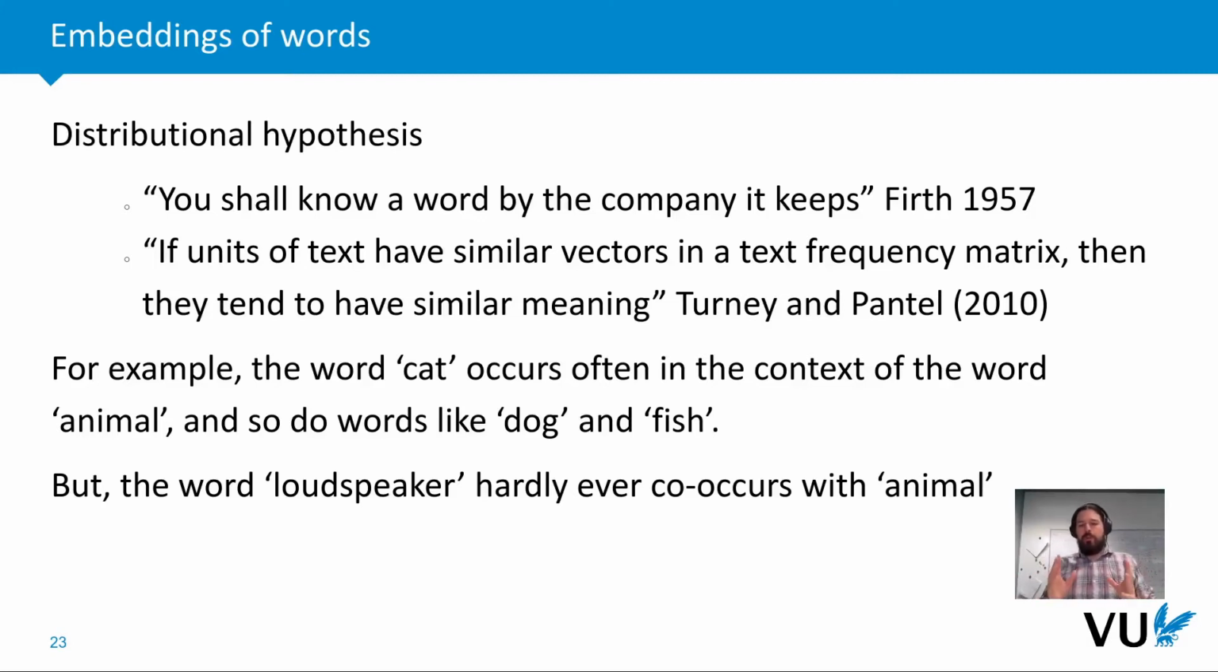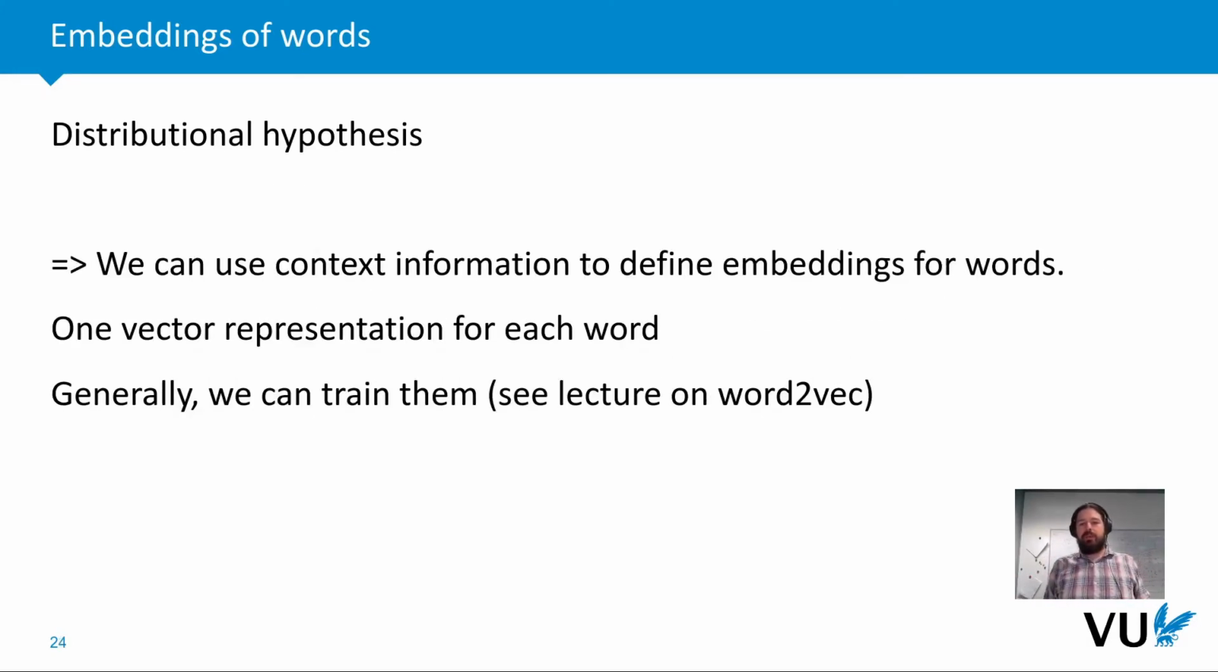So with this information, you can start making embeddings of things. The way you do that is by creating a vector representation for each of these words. This could include information about co-occurrence with words, for example, but in general, we can also train these embeddings, and then I suggest you watch the lecture which we had on word2vec.